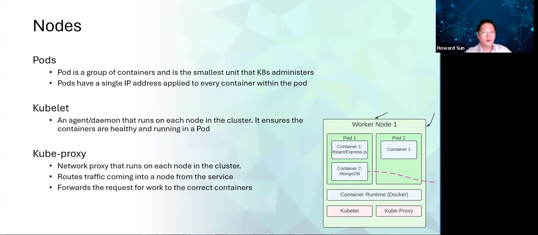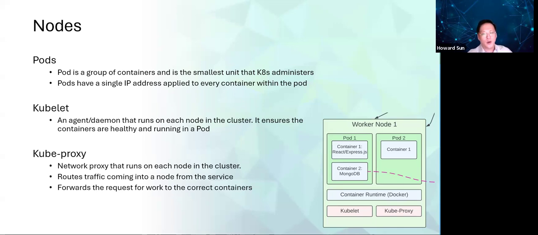Additionally, at the node level, we also have the kubelet, which is an agent that runs on each node in the Kubernetes cluster. The primary responsibility of a kubelet is to ensure the containers within a pod are healthy and running as expected. It monitors the containers, manages their lifecycle, and reports the status back to the control plane. This ensures the applications running within the pods are always in the desired state, providing a reliable and consistent runtime environment.